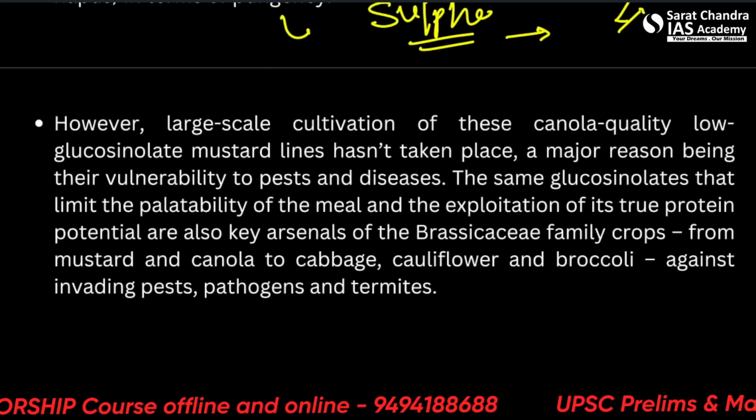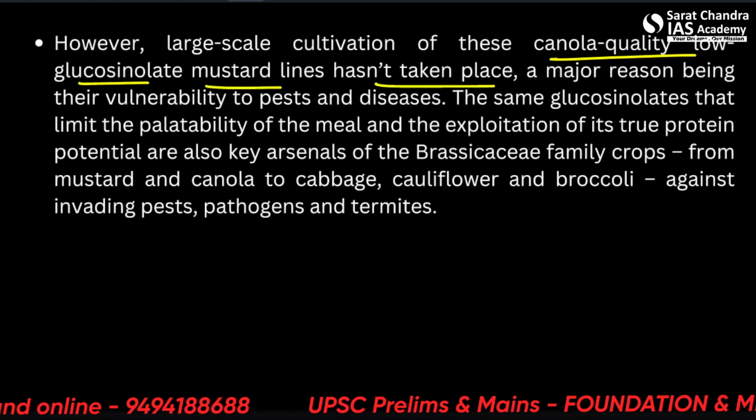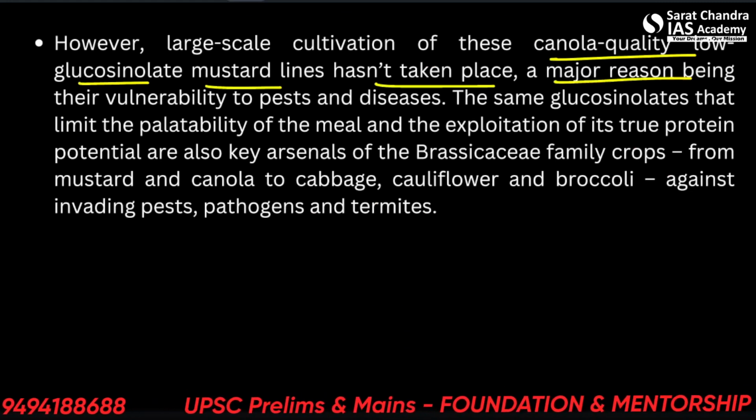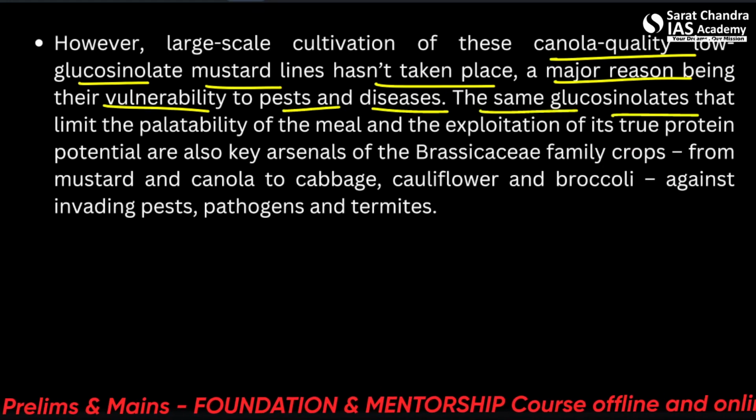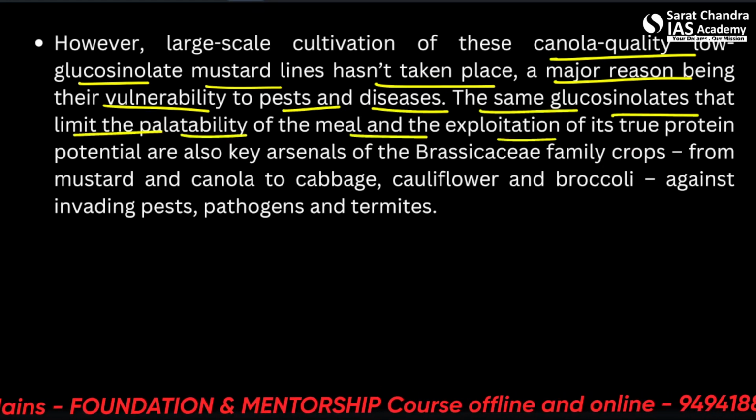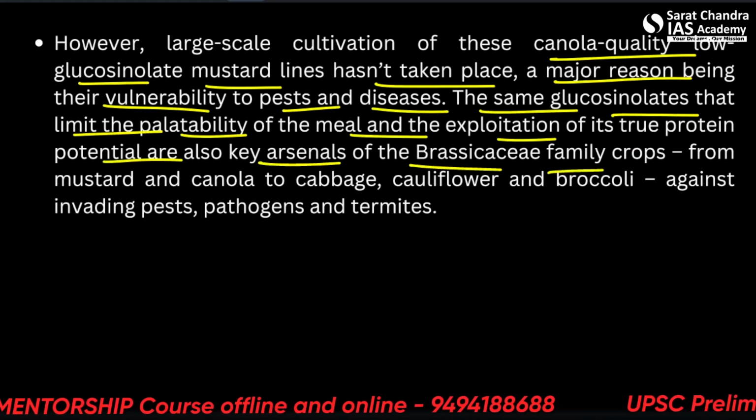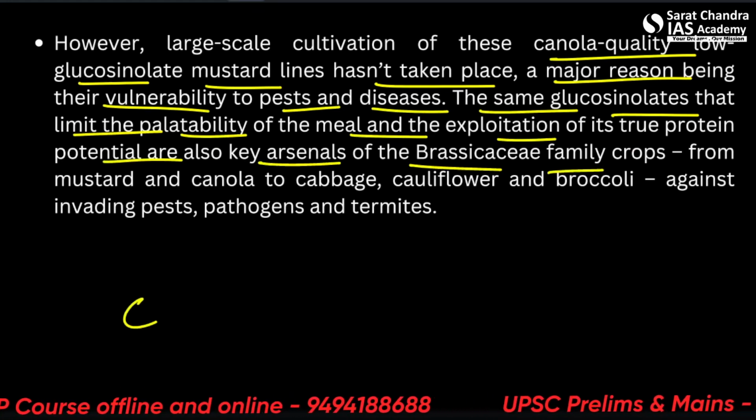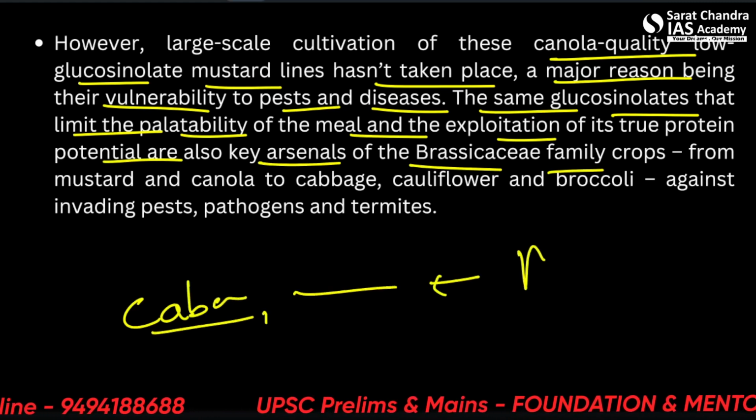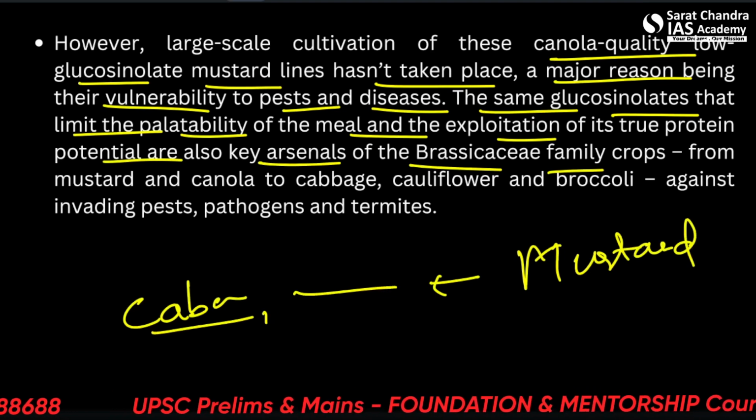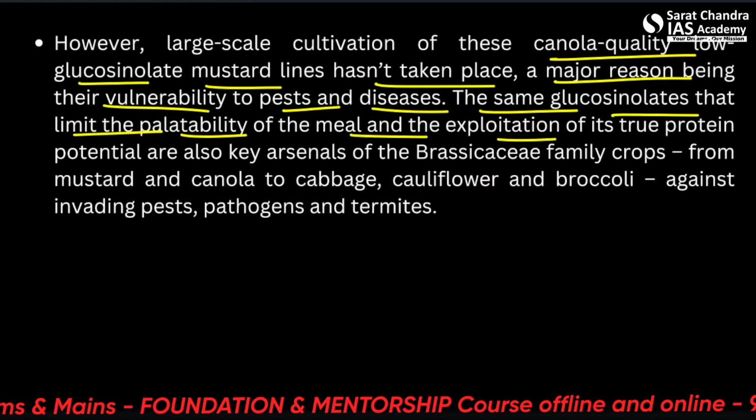Alright. Large scale cultivation of these canola low glucosinolate mustard lines hasn't taken place yet, a major reason being their vulnerability to pests and diseases. The same glucosinolates that limit the palatability of the meal and exports true protein potential are also a key arsenal of the brassica family crops. Okay, so what happens is that cabbage, cauliflower, broccoli, they are all modified mustard only. They are modified from mustard plants by selective breeding. This is also one important fact.